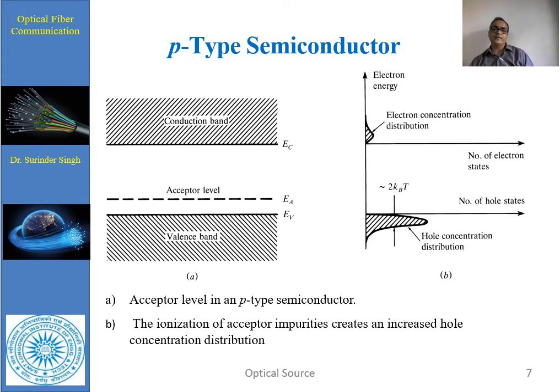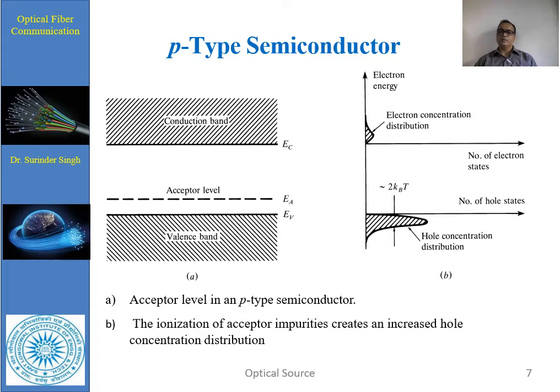Further, there is the p-type semiconductor. In a p-type semiconductor, the conduction can also be increased by adding group 3 elements, which have 3 electrons in the outer shell. In this case, 3 electrons form covalent bonds, and there is one hole, because there is a requirement of one extra electron to form the bond.